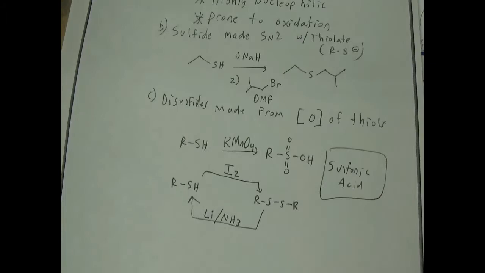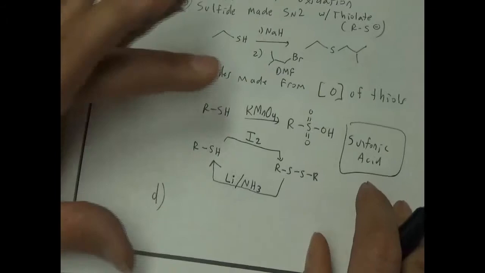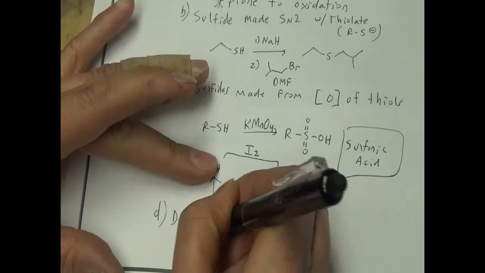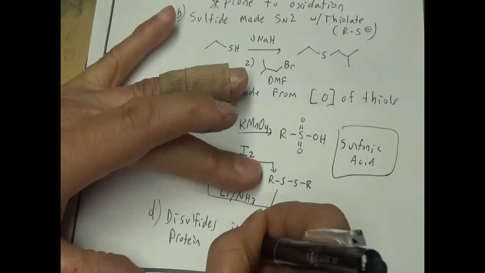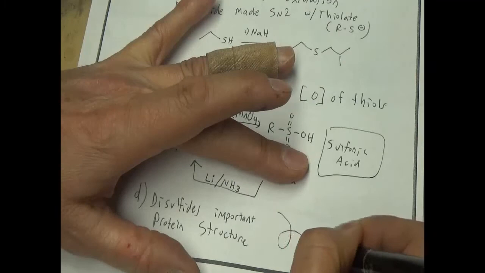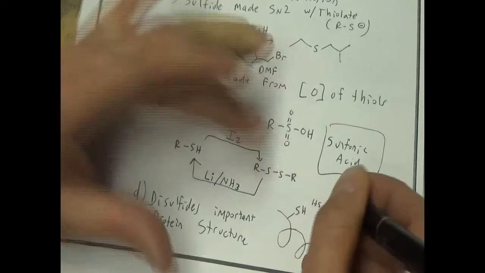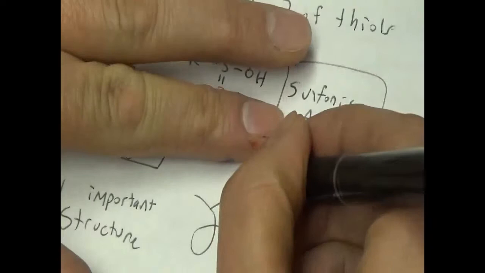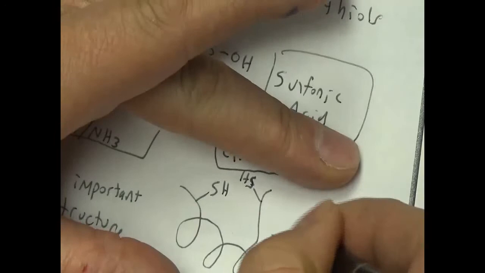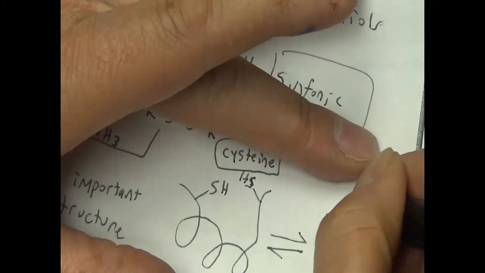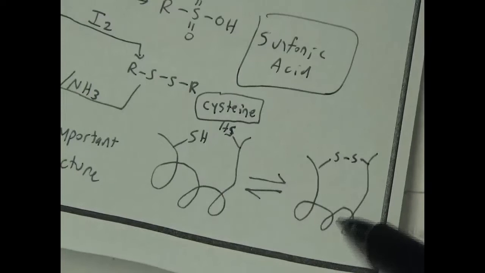One other thing, very briefly: where will you see disulfides a lot? Disulfides are important in protein structure. So if there's a protein and it has thiols, which are the amino acid cysteine, so these thiols are in cysteine, which is one of the amino acids, they can be oxidized to the disulfides. Why might that be cool in a protein structure? It could rigidify it.